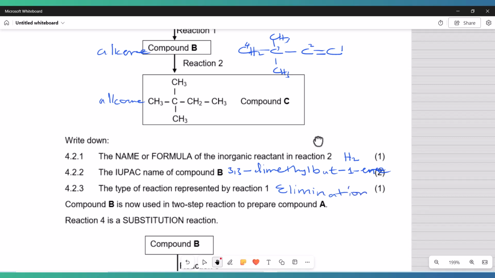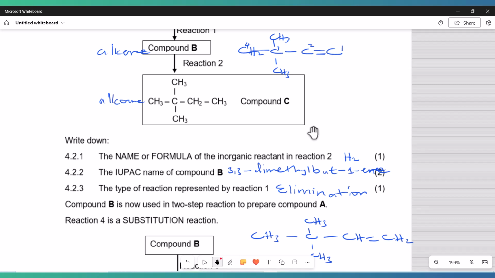Then compound B is now used in a two-step reaction to prepare compound A. So this compound B which you see here, let us draw it again for clarity. Compound B: this is CH3 here, even here CH3. Then this one here is our CH, and then we have a double bond here, which is CH2. All right, that's compound B.